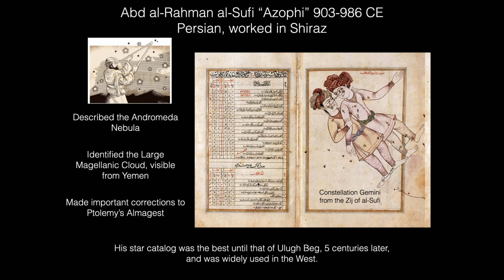So here's one page from his book, which illustrates the constellation Gemini. And on the left are his descriptions in words of the various stars of the constellation. And many of these, not Castor and Pollux, which are words from Greek legend, but the others have been given to us from the Arabic. And his star catalog was widely used in the West and was only improved upon by that of Ulugh Beg nearly 5 centuries later.